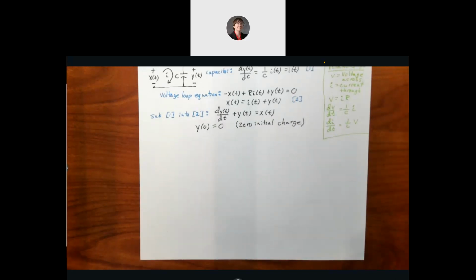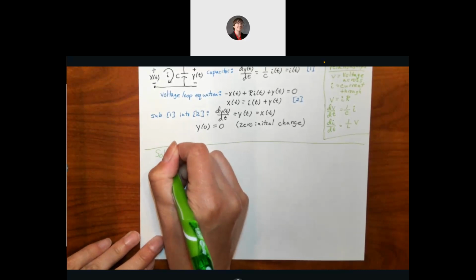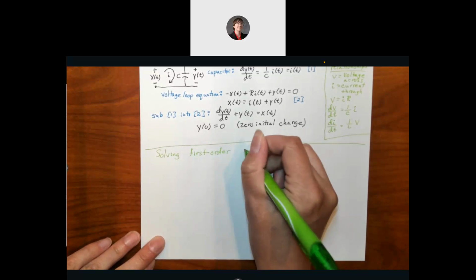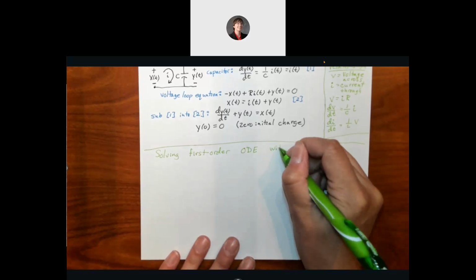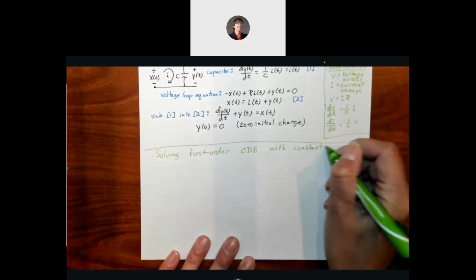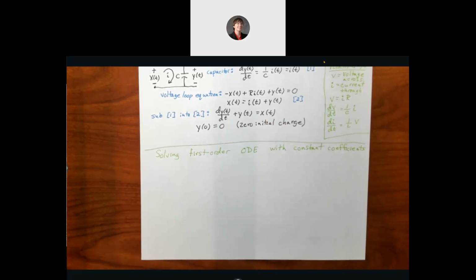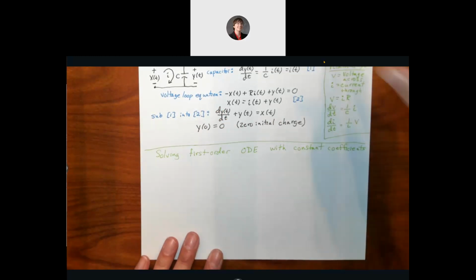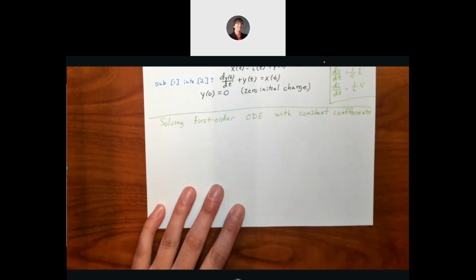So a little bit of another aside here. When we have a first order ordinary differential equation with constant coefficients, just like the form that we have here. It's first order because we only have a single d/dt; d squared over dt squared would be second order, and so on. And constant coefficient because the coefficients for each of those terms don't depend on t.